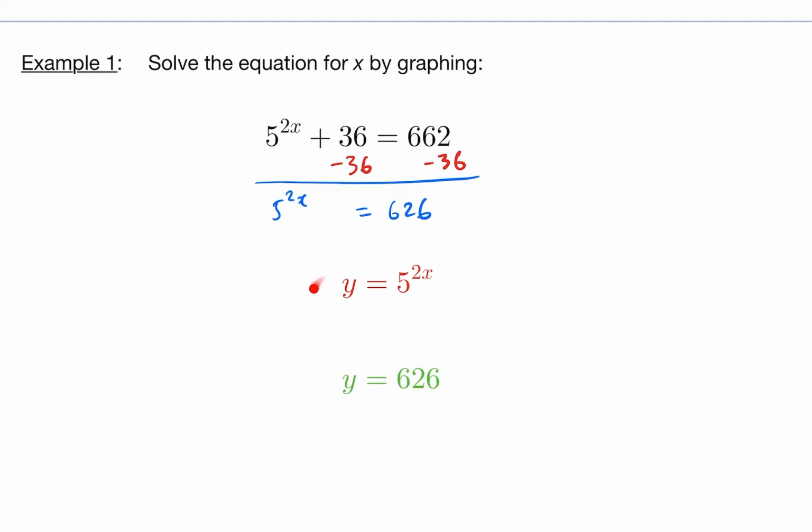So basically, we're graphing two functions. So we know that this is going to be a horizontal line, and this is going to be some sort of exponential function. And where both of these graphs intersect is the solution, okay? So you could use any graphing tools. I normally use Desmos to do this.